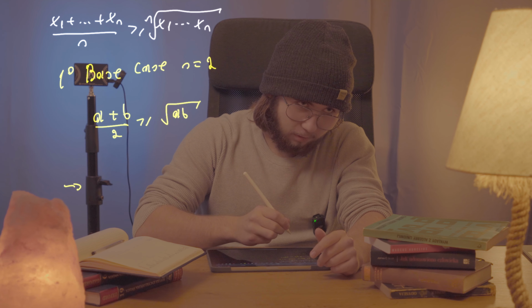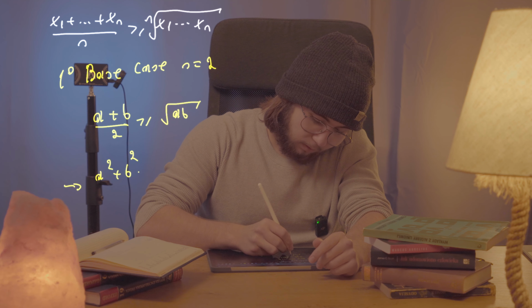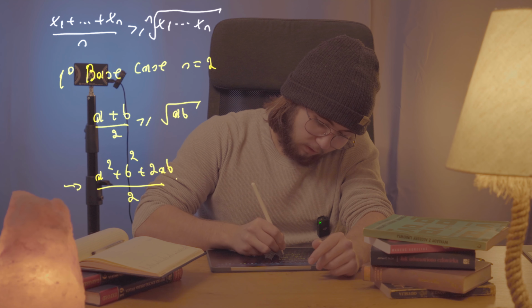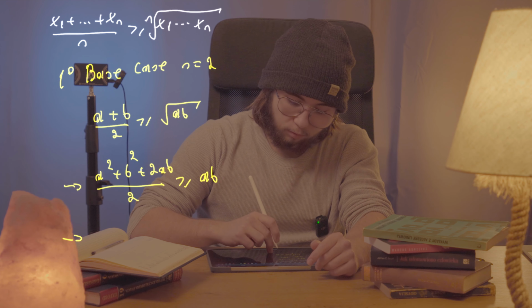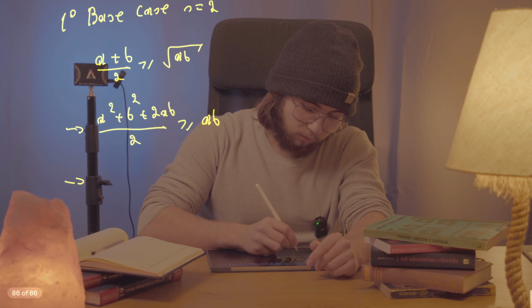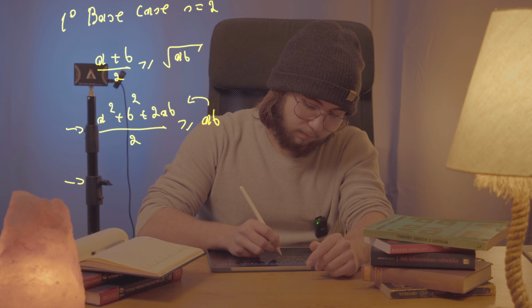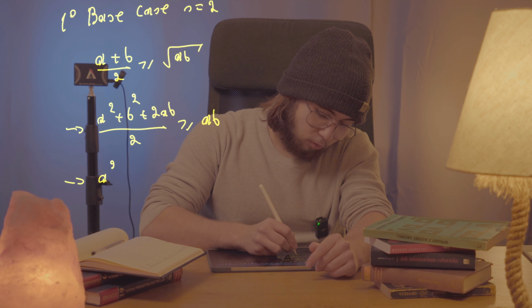Now square both sides of this inequality, getting (a squared plus b squared plus double ab) all over 2 being greater than or equal to ab. Now let's multiply both sides of this inequality by a factor of 2, and then subtract ab from both sides, getting a squared plus b squared being greater than or equal to 0.